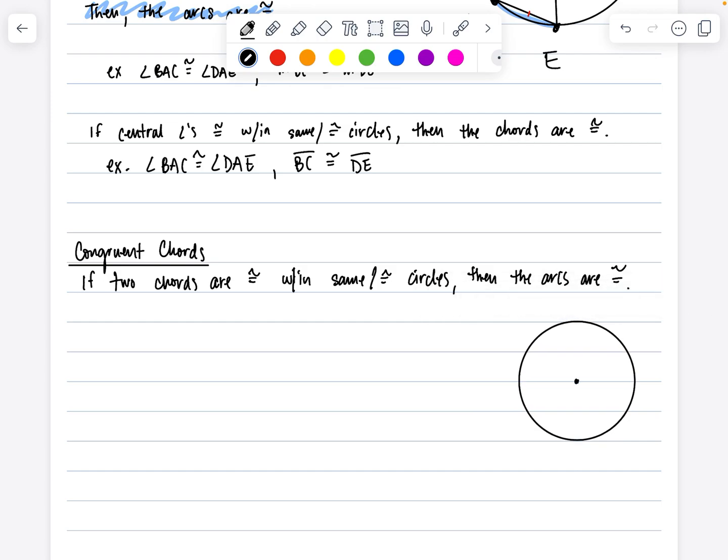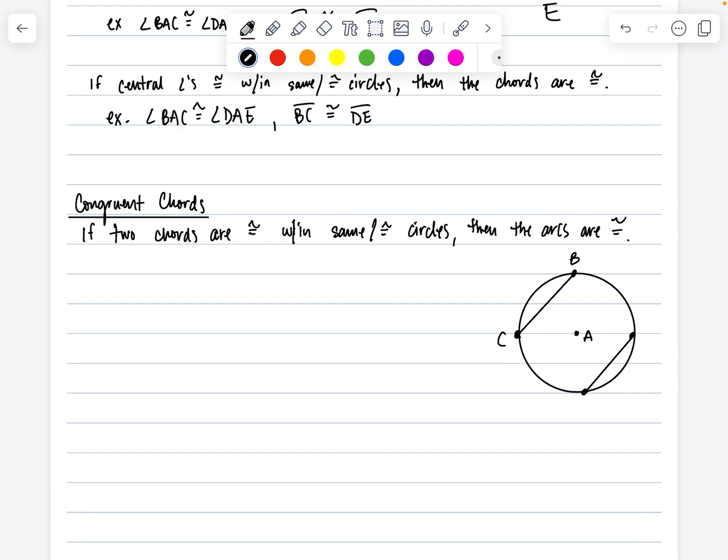So here's our circle. Let's call this A again. And we're going to put two different chords here. Let's draw some chords. Here we go. Here's a chord here and a chord here. Let's call this BC and ED. All right, so here's your example of it.